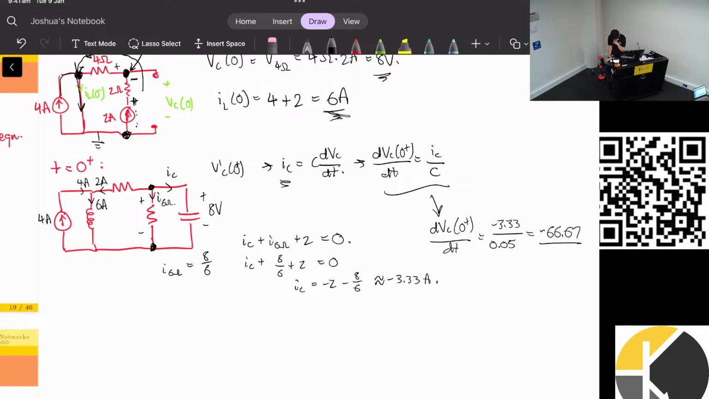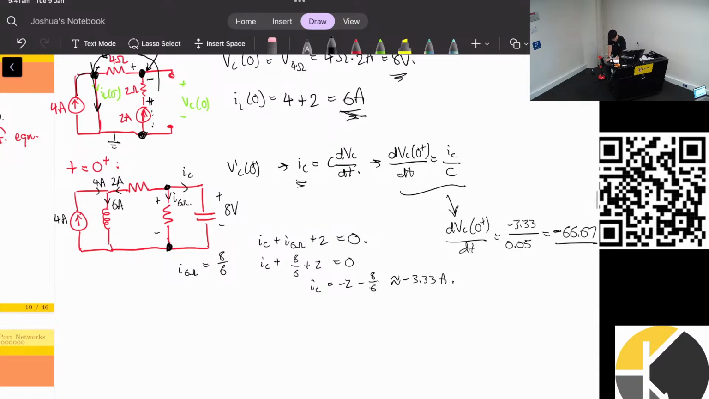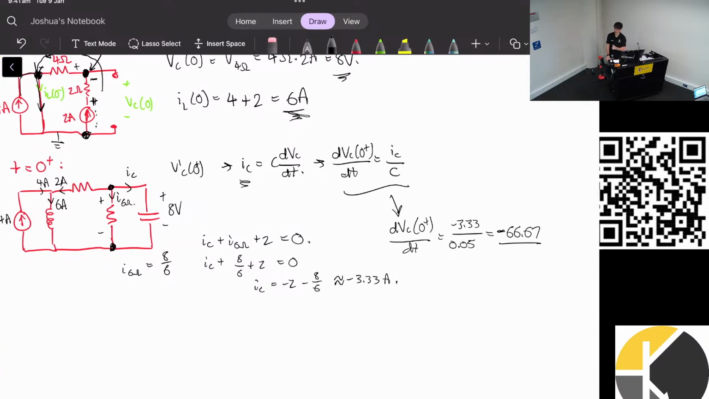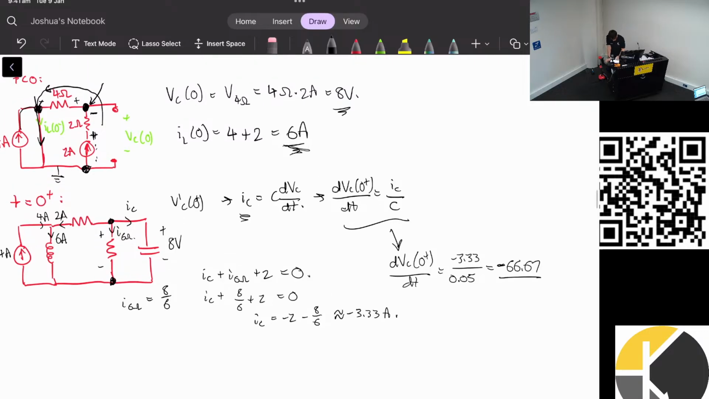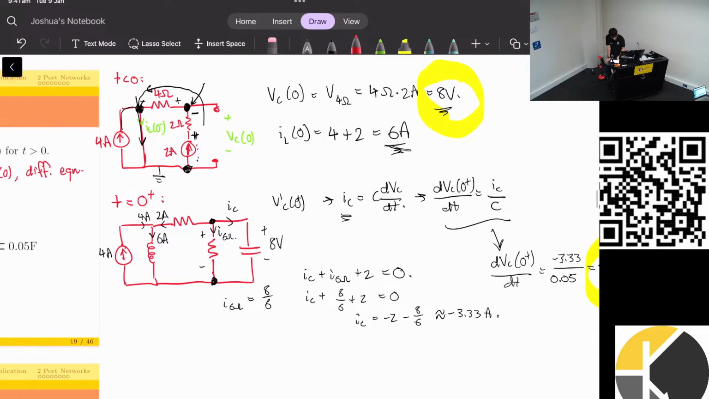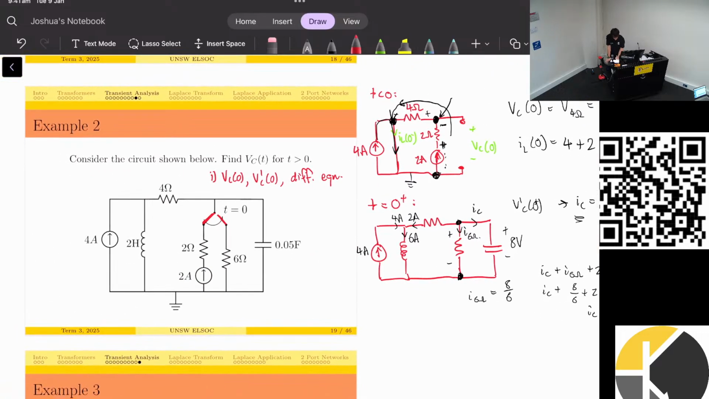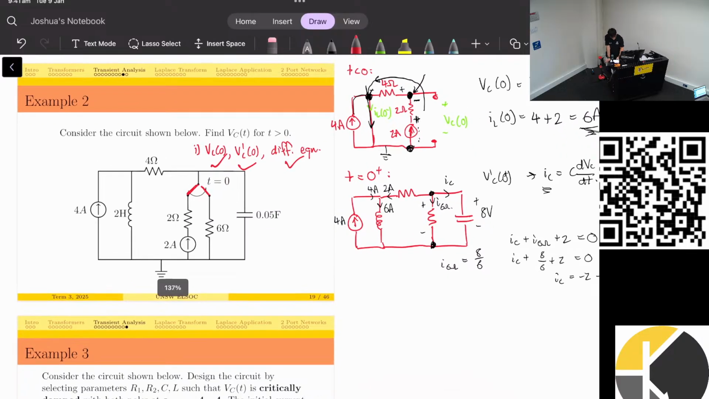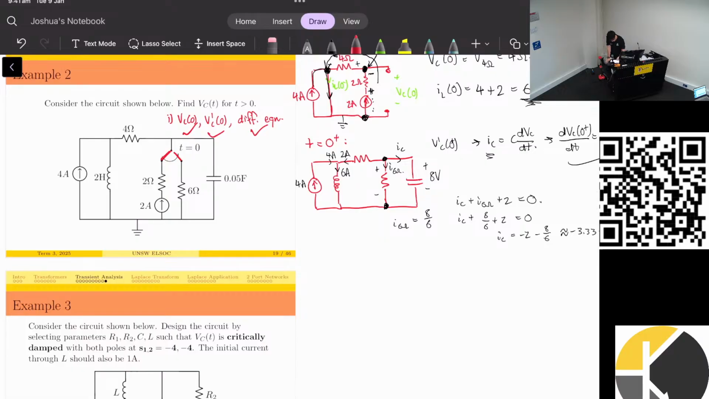Great. So now we have our two initial conditions. We have the initial condition for the voltage and the derivative of the voltage. So I will highlight them in yellow. These are the important ones. Cool. So the last part: we've done this, we've done this. Now we need to find the differential equation. So we're going to be using the same circuit because there's no more changes to the circuit after t equals 0. I'll just draw it again so it looks nice.